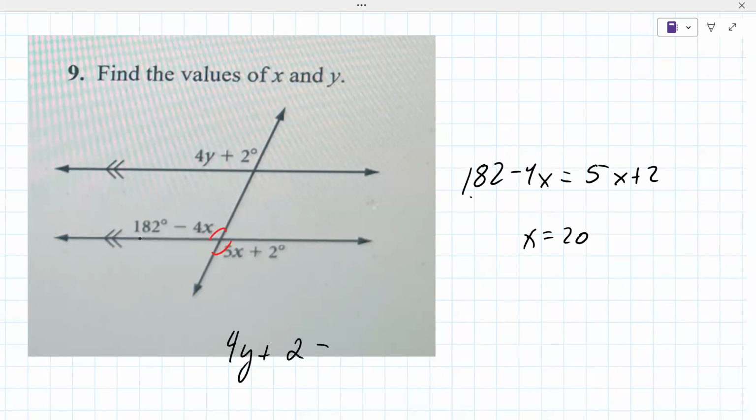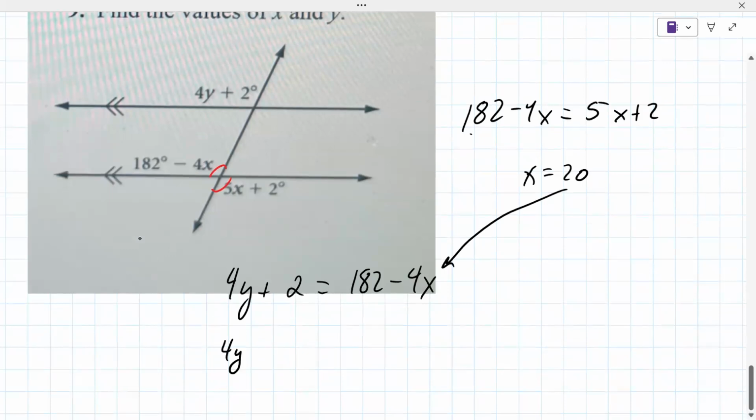4y plus 2 equals 182 minus 4x. So at first glance, you might say, well, I don't know how to solve this because I don't have x, but you do. You just calculated that x is 20. So you put that value back in here for x. So you have 4y plus 2 equals 182 minus 4 times 20. See if that's enough to help you solve for y here.